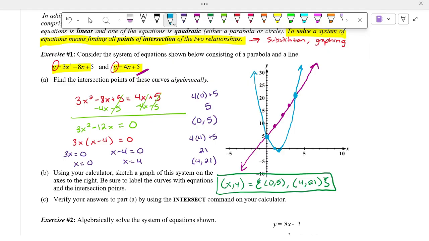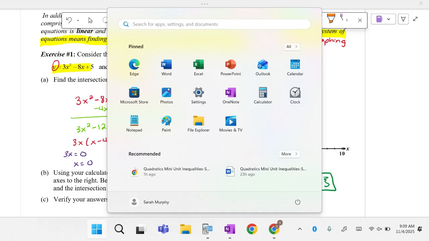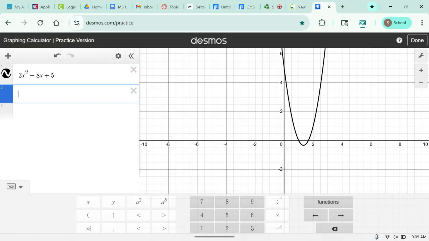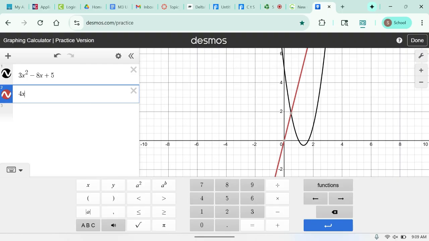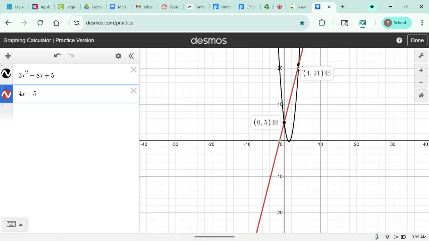Now we're going to check these intersection points. So I already have the first graph graphed in Desmos. Now I need to put in the second one. So 4x plus 5. I'm going to zoom out a little bit. We're going to check its points of intersection. So that'll be here and here. Is that not exactly what we got? Yep.